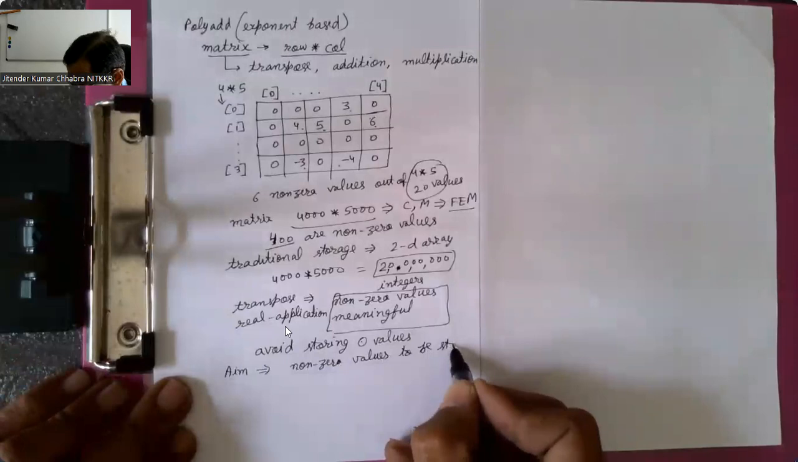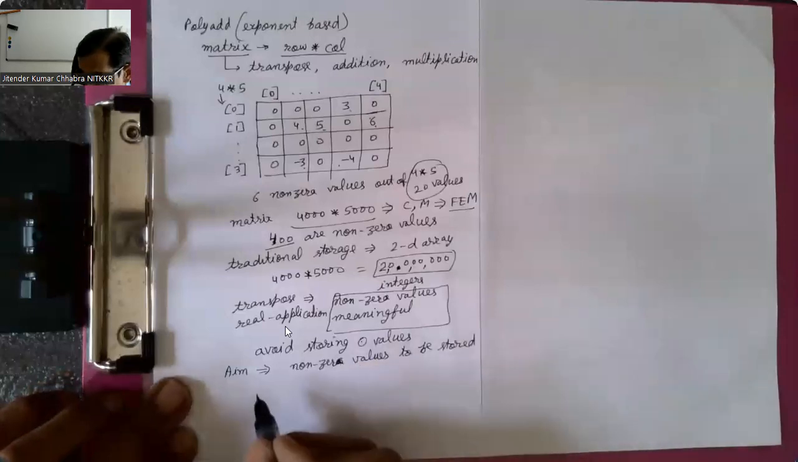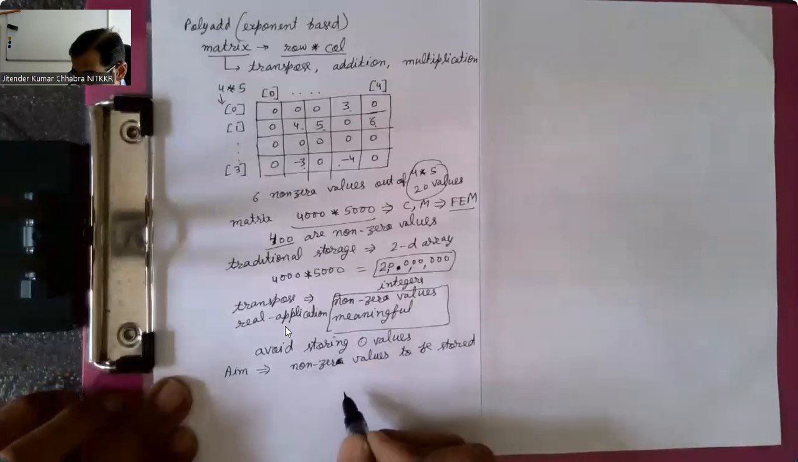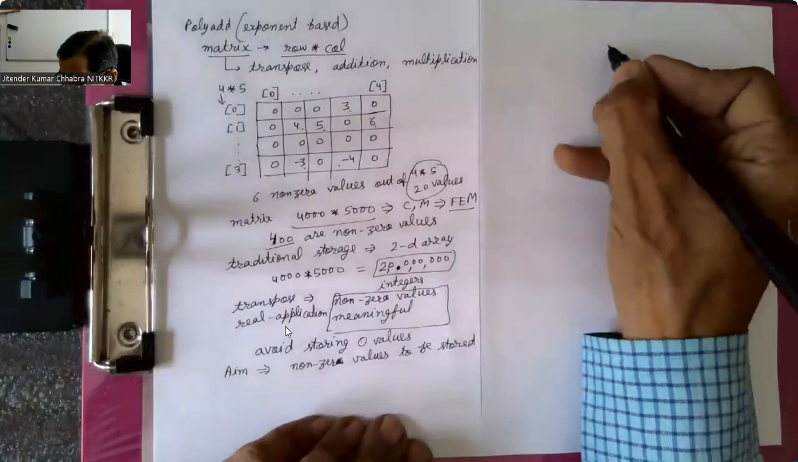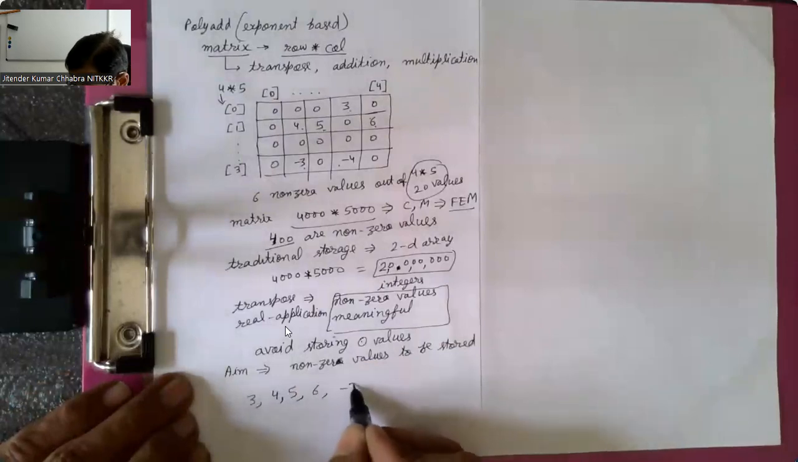Of course, that helps in improving the storage, as well as it will help in improving the operations. Faster operations will be possible. That we will talk about after a few minutes. But I say in this case, I'm interested to store primarily, let's say, values 3, 4, 5, 6, -3, -4.